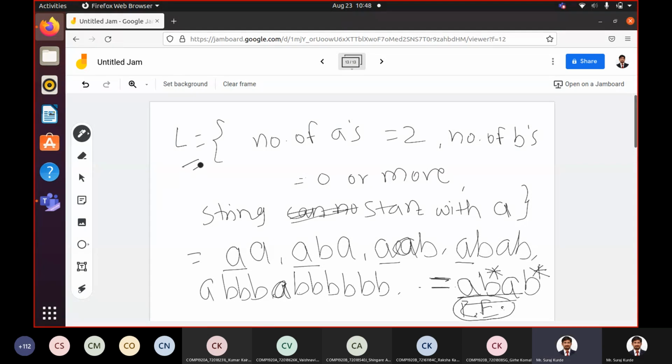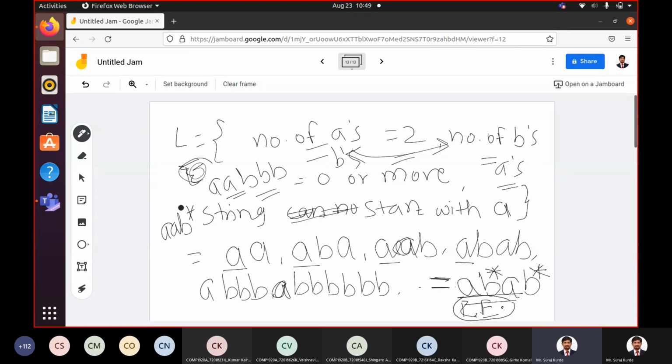So these are some examples of languages where the number of A's is fixed, the number of B's is 0 or more times, and you can add a starting condition. It can be B's and A's. So similar questions are there. Again, what can be the condition? String starts with double A, and the number of A's is 2. So after the second A, it can be a B. It can be 0 or more times, so it will be A A B star.